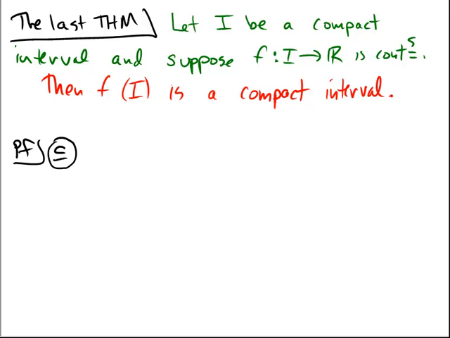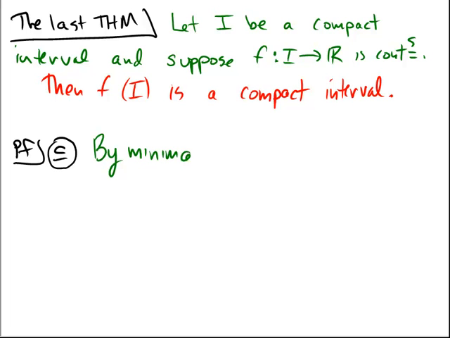Okay, I'm going to do a double set containment argument here. We're actually going to locate what that interval is and prove that f of I is equal to this closed interval. Remember, it's closed. That's enough because a closed bounded set is compact, and it will show that it's an interval. So forward direction.